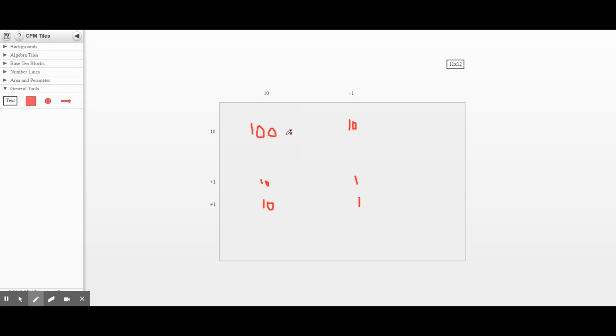And my final step was just to add it up. 100, 110, 120, 130, 131, 132. So the answer to 11 multiplied by 12 is 132.